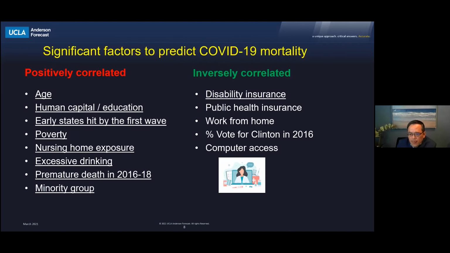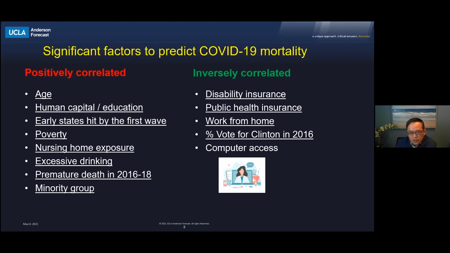Disability insurance. A county with more people with disability insurance will have a lower mortality rate. That is because they are less mobile and therefore are less exposed to the virus environment. Public health insurance. A county with more people with public health insurance, such as Medicaid, has lower mortality, simply because they had more access to healthcare resources. Work from home. So a county with more people working from home, of course, will have lower mortality because they are less likely to be exposed to the virus environment.